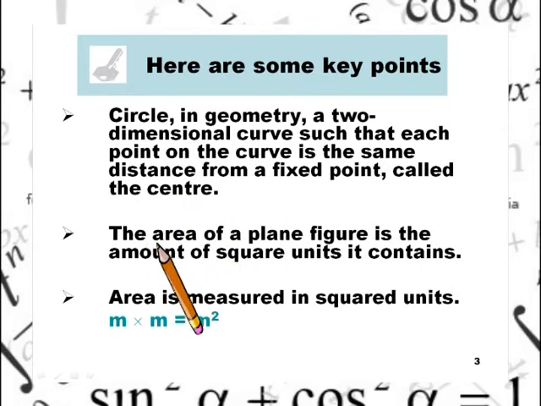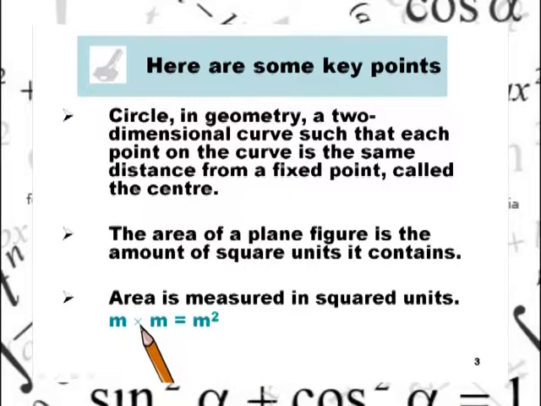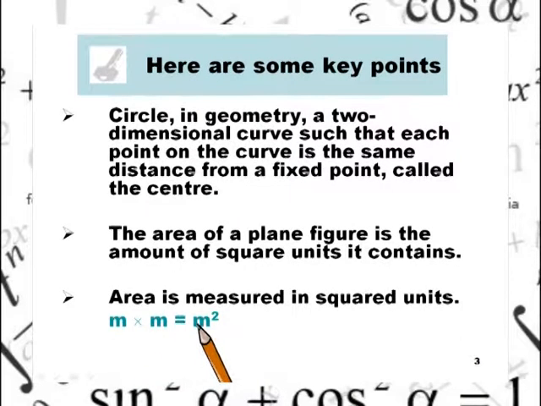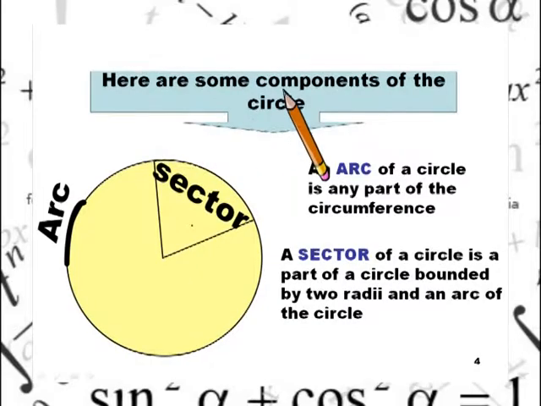The area of a plane figure is the amount of square units it contains. Area is measured in squared units. M by M equals M squared. Here are some components of the circle.